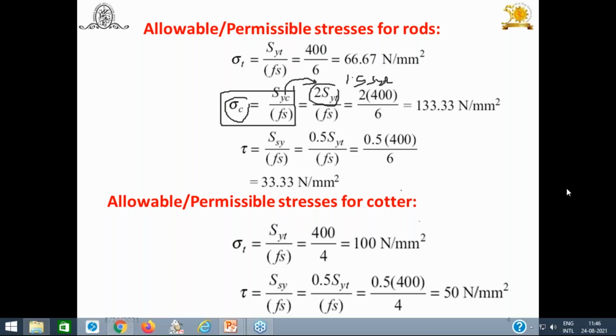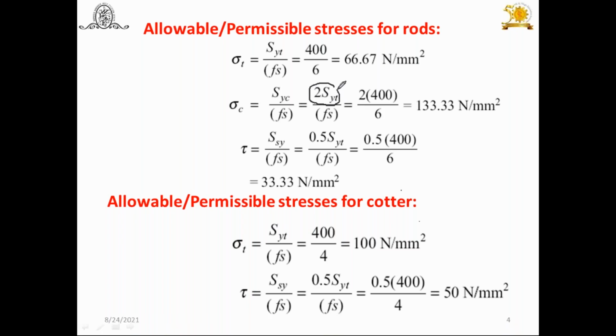Sometimes in problem statements, it may be given, consider or assume yield compressive stress is equal to 1.5 times the SYT or 2 times the SYT. If it is not given, you can assume SYC is in the range of 1.5 to 2 SYT. I have taken 2 times SYT and 1 divided by FOS. What you will get is sigma C, the crushing stress permissible, and sigma T permissible.